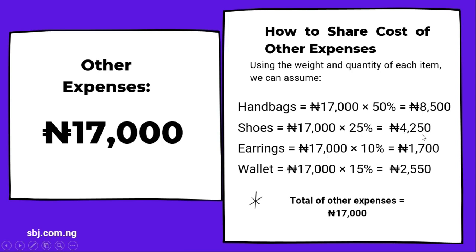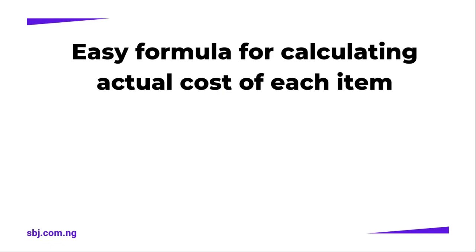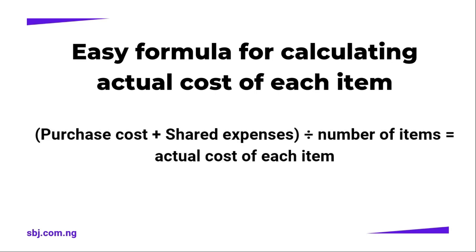If you add all this together, this will still give you 17,000. So at this stage, we have successfully shared the cost of our other expenses to the items that we bought. Now we need to add them to it. So there's an easy formula for calculating the actual cost of each item. It is your purchase cost plus your shared expenses divided by the number of items that you bought, and it'll give you the actual cost of the item.